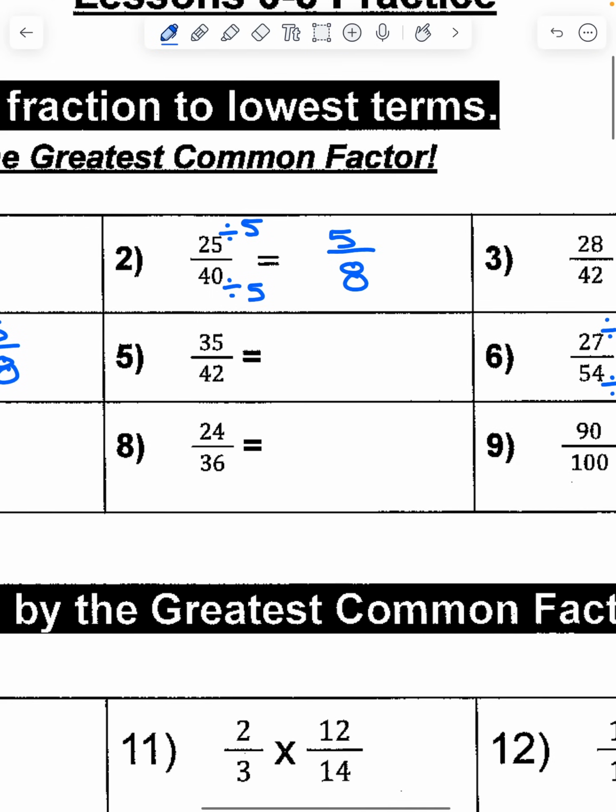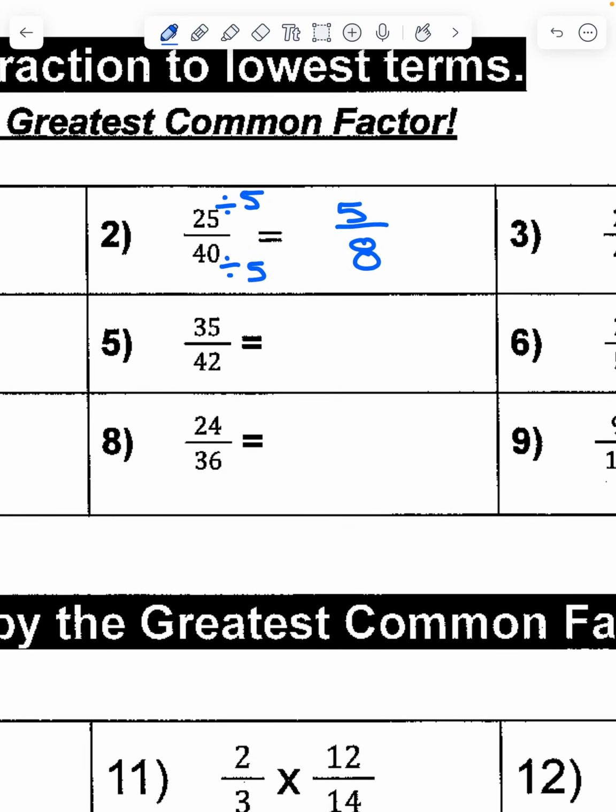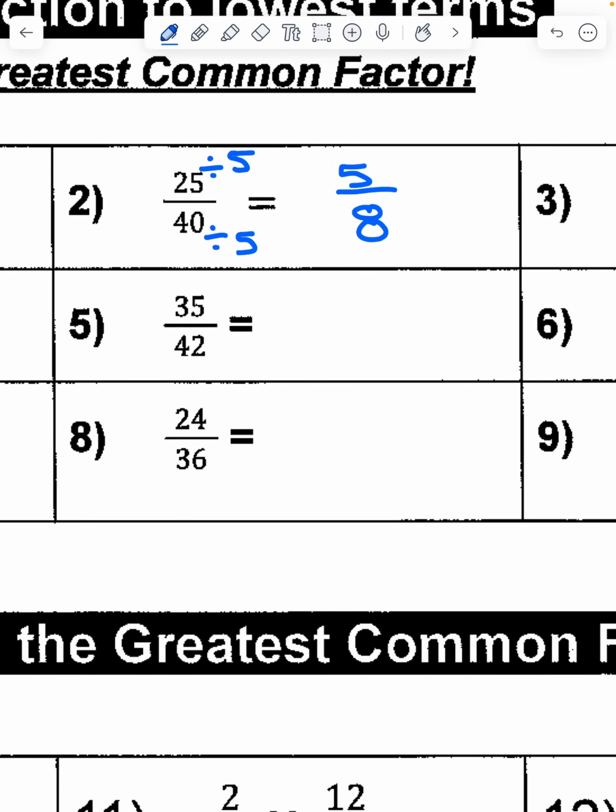Number 8, we're asking ourselves, what goes into both 24 and 36 evenly? Okay, so the first number that comes to mind is 6 goes into both numbers evenly. And maybe you saw that 12 also goes into both numbers evenly. I'm going to do it twice just so you see. Go ahead and write this twice as well. If you go with 6, 24 divided by 6, 6 goes into 24 4 times. And 36 divided by 6 is 6. 6 goes into 36 6 times.